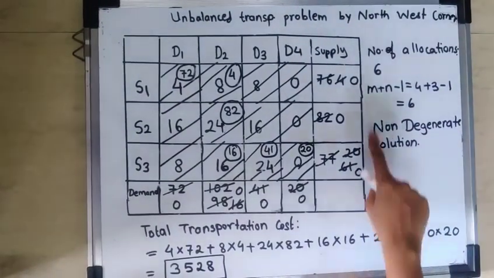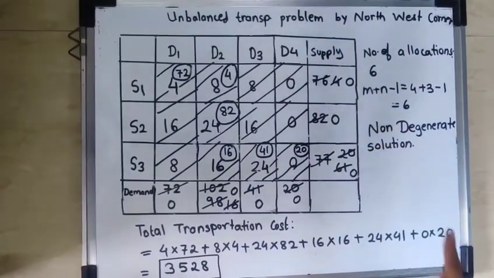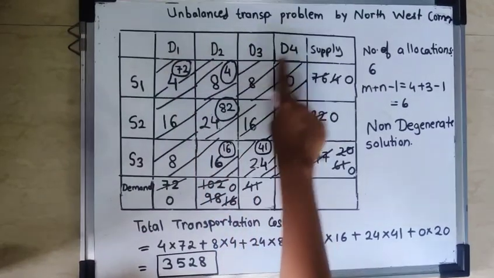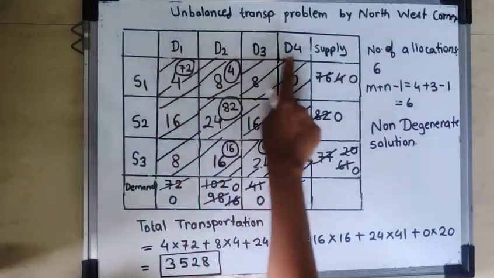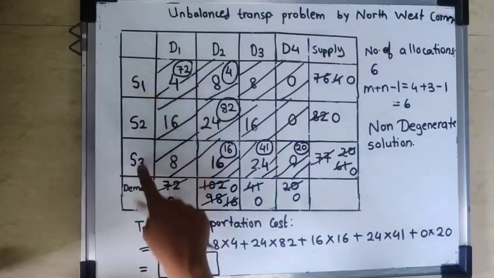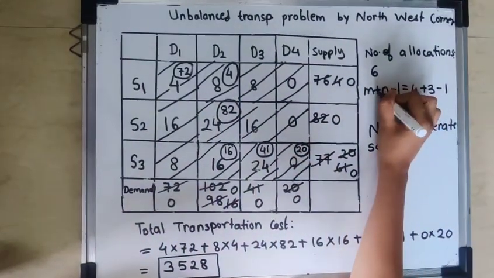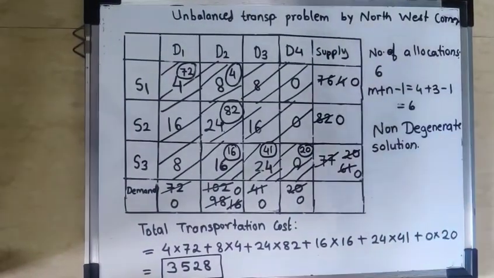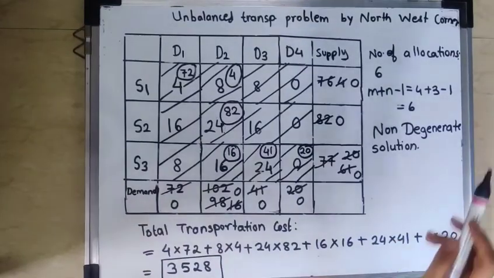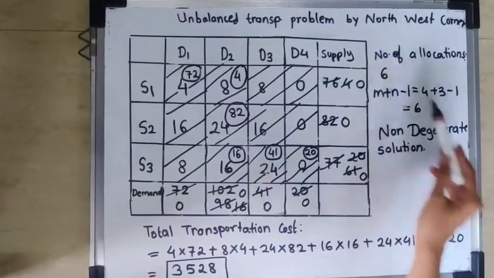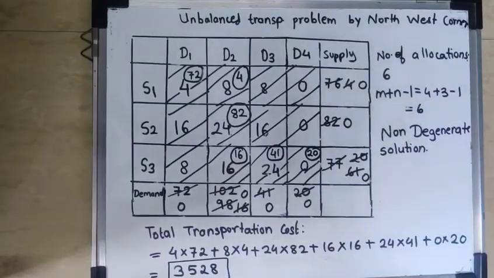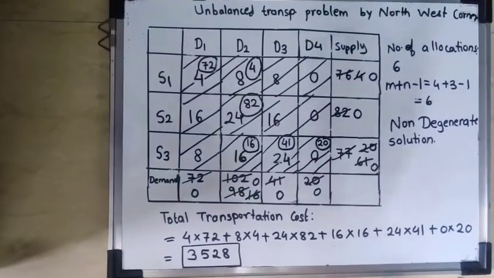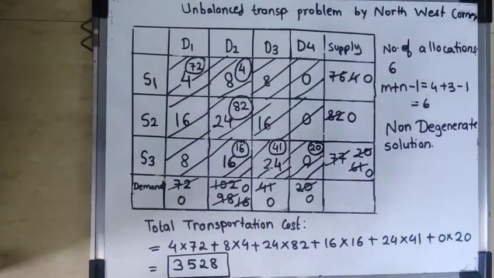Now we have to find m plus n minus 1, where m and n are the number of sources and destinations. Here we have 4 destinations plus 3 sources, minus 1. By using this formula, m plus n minus 1 is 6. If the number of allocations is equal to m plus n minus 1, we have a non-degenerate solution. If it is less than m plus n minus 1, then we have a degenerate solution. Here both are equal. Therefore, this is a non-degenerate solution.